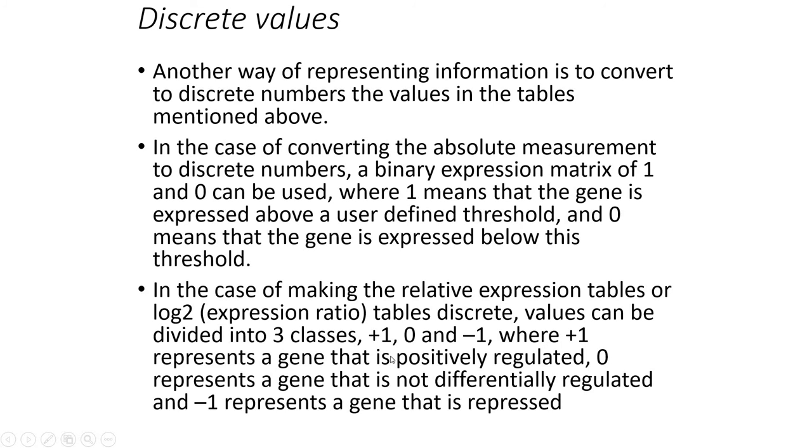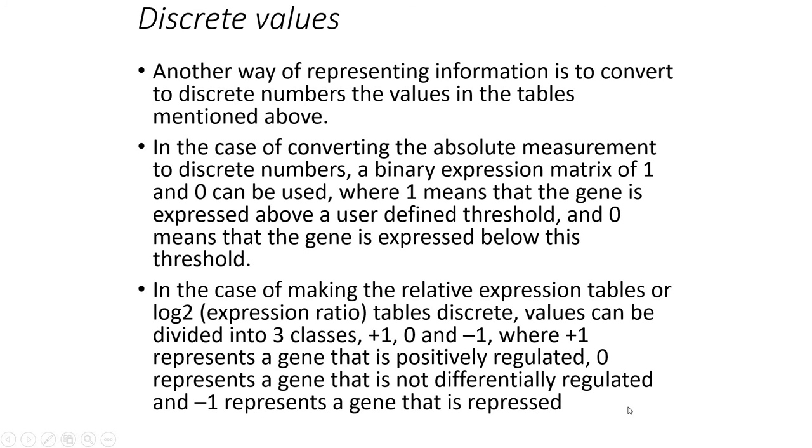So from here you can see a binary expression matrix of 1 or 0 can be used, where 1 means the gene expression is above a user defined threshold, whatever threshold we have taken, and 0 means the gene expression is below this threshold. In the case of making a relative expression table, you can see here +1, 0, -1, where +1 represents a gene that is positively regulated, 0 represents a gene that is not differentially regulated, and -1 represents a gene that is repressed.